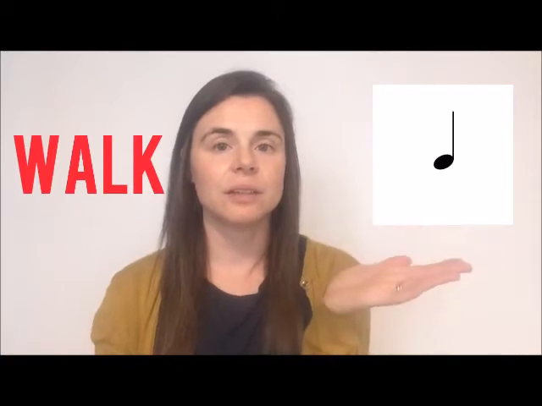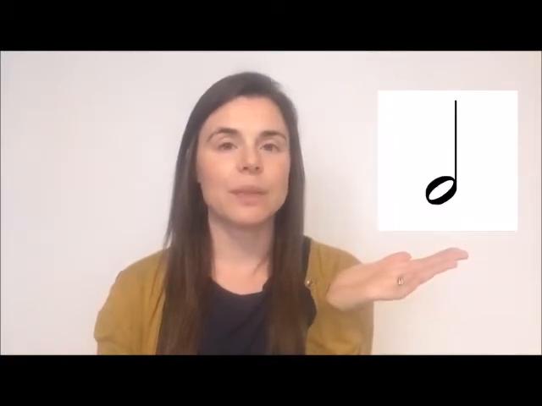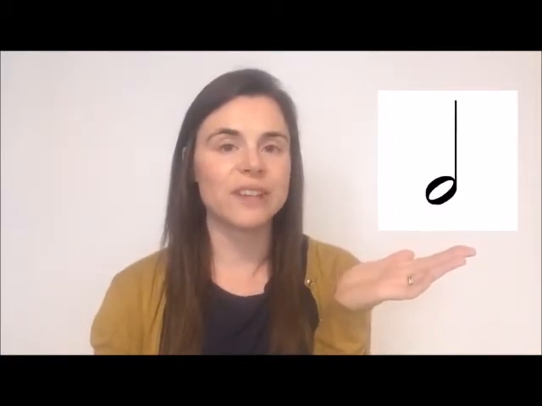And then we have minims. Now, these look similar to the crotchet, but as you can see, they're not coloured in. So they've got a circle and a line going up, but they're not coloured in. Now, we hold these on for 2 beats. So we go 1, 2, 1, 2. They're longer. So we call these strides.